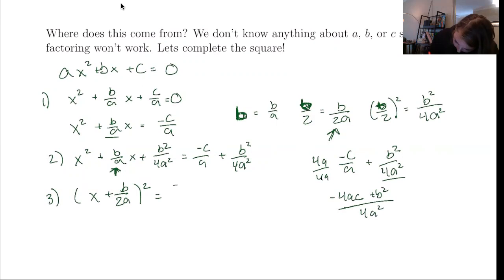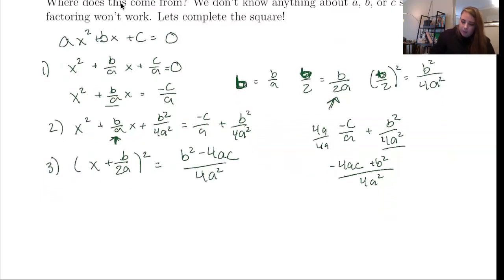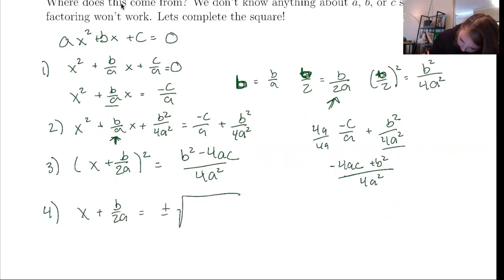Oh yeah, negative 4ac. I'm writing the negative first. So we write b squared minus 4ac over 4a squared. Okay, great. So step 4 is to take the square root and solve. So I'll get x plus b over 2a equal to plus or minus the square root of this big fraction, b squared minus 4ac over 4a squared.